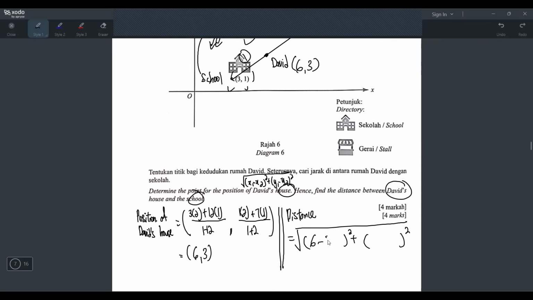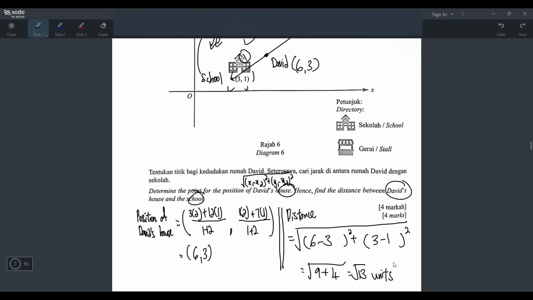So the formula is x minus x. You can take 6 minus 3, or you can take 3 minus 6 also. So 6 minus 3, and then y minus y, which is 3 minus 1. And now you will get square root. 6 minus 3, 3, 3 squared, 9. 3 minus 1, 2, 2 squared, 4. So you end up with square root 13, right? Okay, 13 is not a perfect square, so I'm just going to leave it like this. The square root of 13 units. Okay, that's the answer.